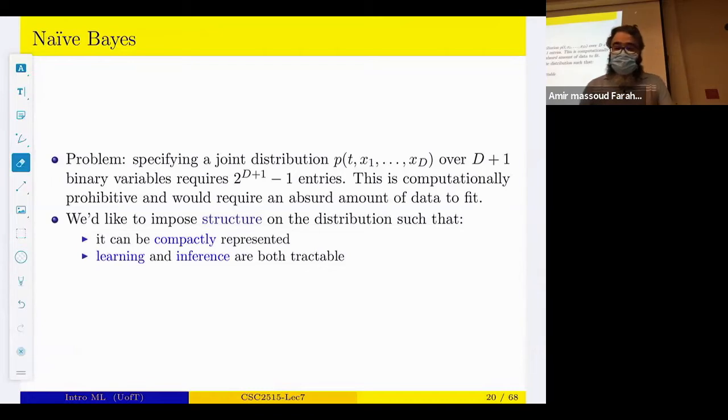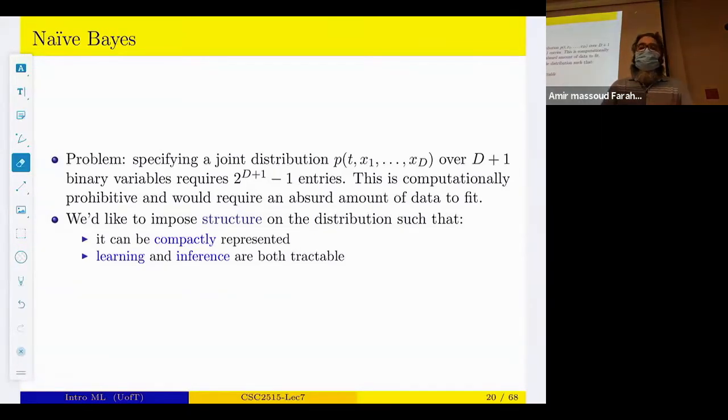Okay, so that's good. So if we want to specify a joint distribution over d plus 1 binary variables, we require 2 to the power of d plus 1 minus 1 entries, which can be very large. It can be huge if, for example, in the bag of words, d is in the order of hundreds or thousands, the size of your dictionary. So this is computationally prohibitive. You can't actually represent it on a computer if d is larger than 64, for example. And it also requires an unrealistic amount of data in order to learn those values.